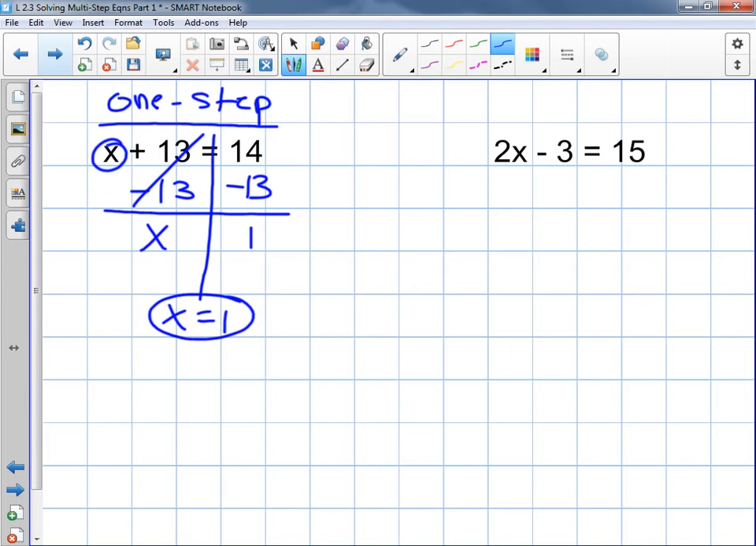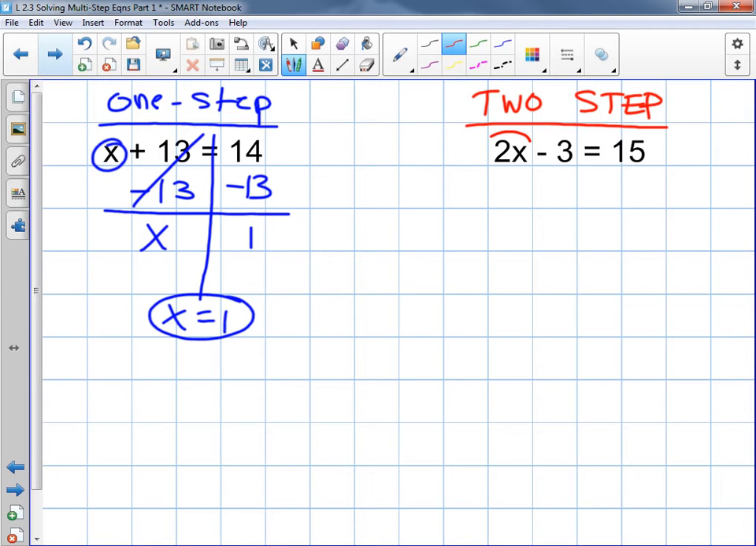Again, this is review. You shouldn't be writing this down. You should just be watching to get yourself ready for today's lesson. And then we looked at two-step equations. And a two-step equation takes 2 steps to solve it. And you do it the same way.